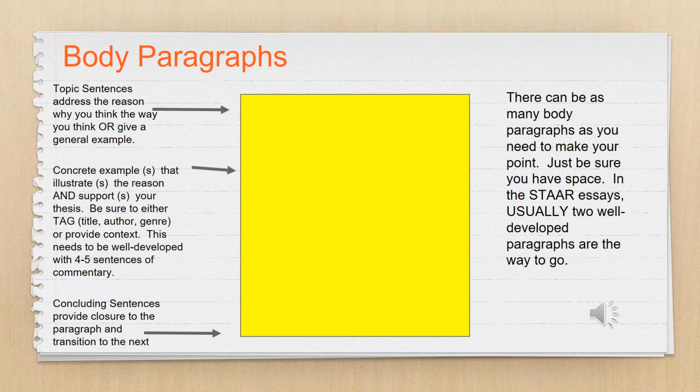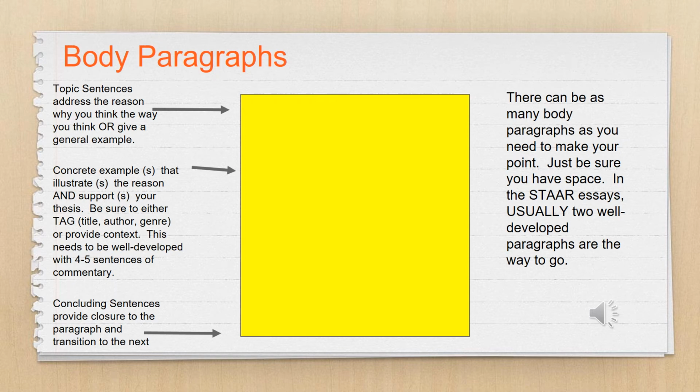The next part of the body paragraph is the concrete example or examples, depending on what type of writing you're doing. In a typical STAR essay, you will provide one very well-developed concrete example. These examples can come from movies, books, TV shows, historical events, current events, or personal events. You need to make sure that you write at least 4 to 5 sentences to explain each concrete example. If you're using something like a book, a TV show, or a movie, you need to make sure that you provide the title, author, and genre for that particular piece.